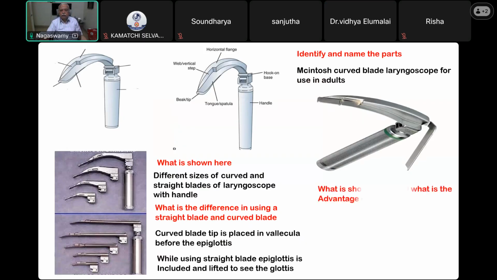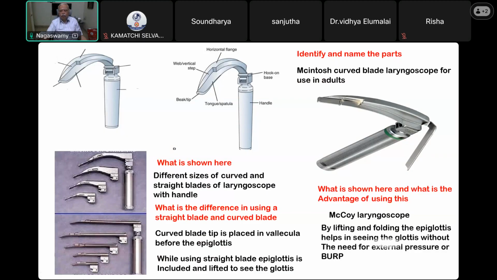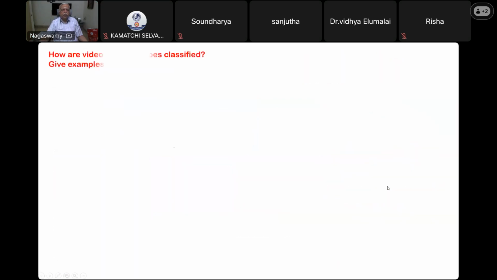What are the advantages? What laryngoscope is this? They have a handle, the tip can bend. This is called the McCoy blade, the McCoy laryngoscope. By lifting and folding the epiglottis, it helps in seeing the glottis without the need for external pressure or burp. That is the advantage of this particular instrument.